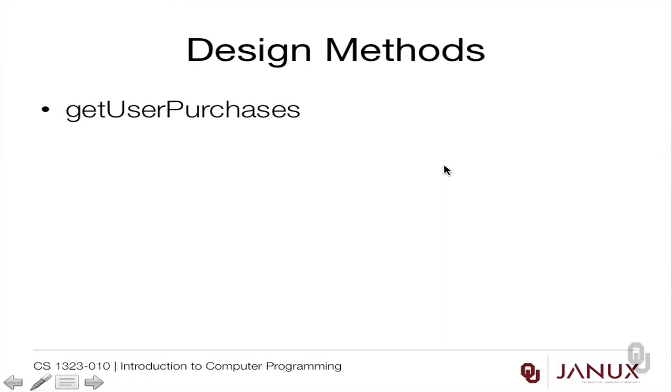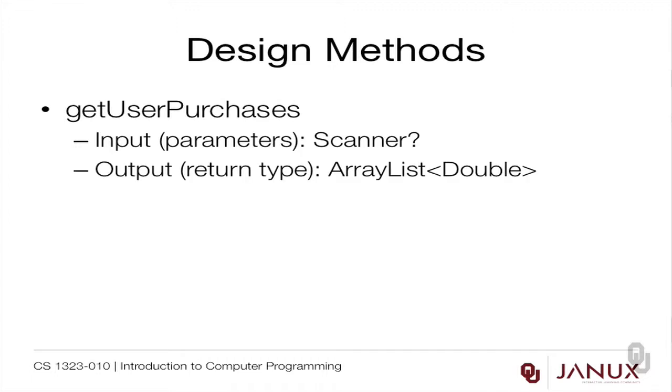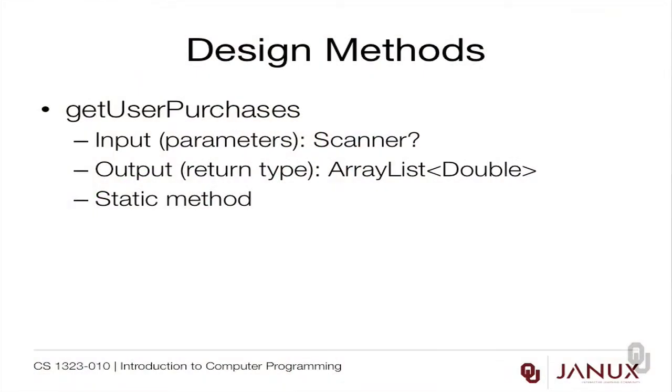Let's think about designing our methods first. This is different than what we did in the last chapter because this time we actually can store our data. So our input and calculations don't have to be done together. They can be done separately, which is actually a nice way to do it. So if we're going to get the user purchases, the input is probably going to be a scanner, although we may want to think about that a little bit. The output, the return type, will be an array list of doubles. This means that our array list of double will be created inside getUserPreferences and then returned to the main program. This will be a static method, as all of our methods have been so far.